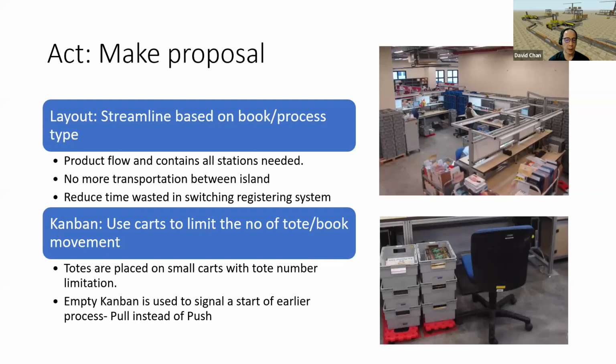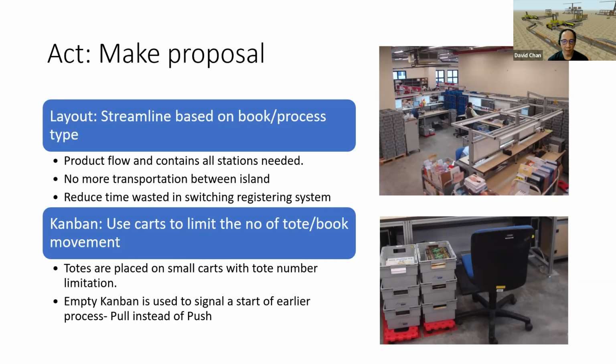So we make a proposal under the Act, based on what we have studied. Number one, we requested them to throw away their so-called conveyor, and to streamline the flow based on the book and also the process type. So that forms what we call a U-shaped line, which you can see in the picture on the right-hand side. This line is basically for one type of book, one type of process. This particular line will contain all the stations that are required. Hence, there is no transportation between islands.